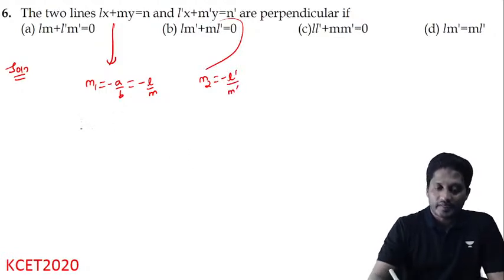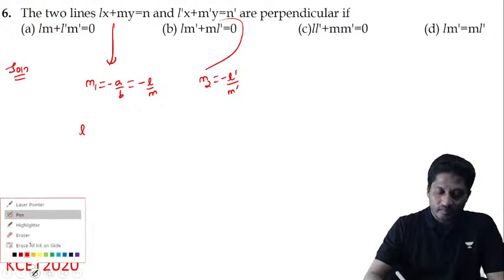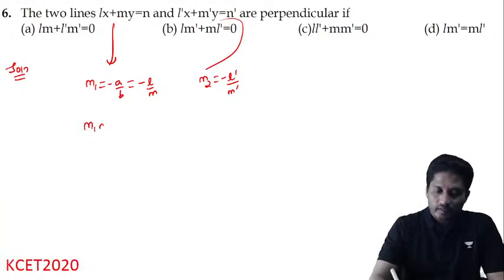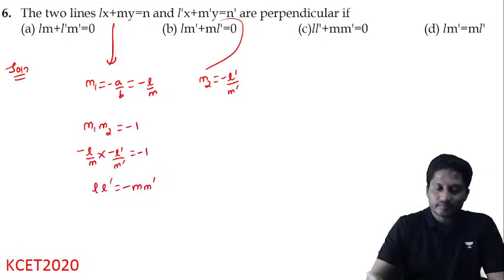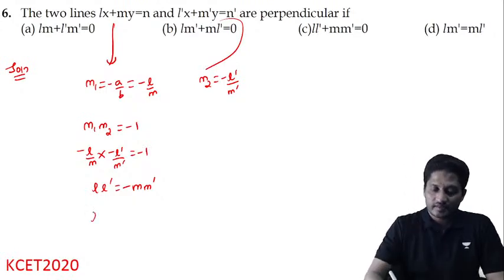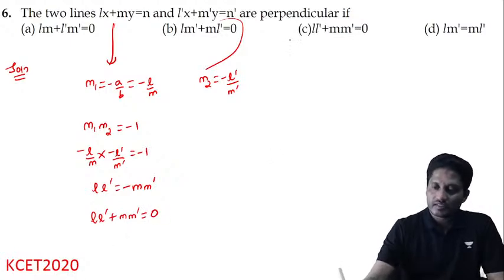Now, if two lines are perpendicular, m1 into m2 is equal to minus 1. m1 is equal to minus L by m and m2 is equal to minus L dash by m dash, and the product is equal to minus 1. From this, L into L dash is equal to minus m into m dash. Shift to the left side: L into L dash plus m into m dash is equal to 0. Answer is option C.